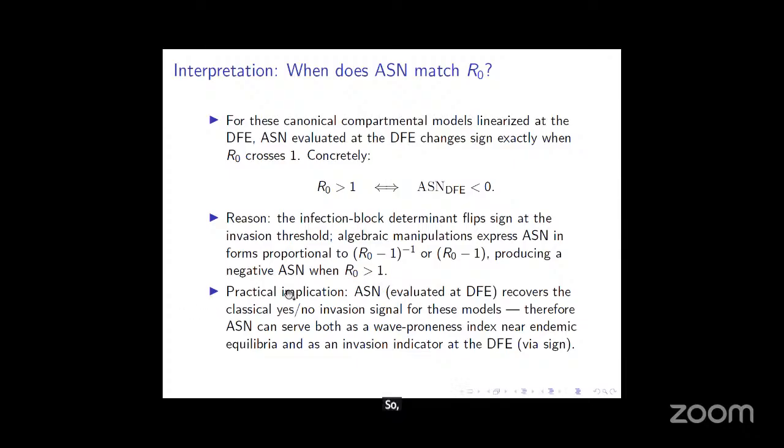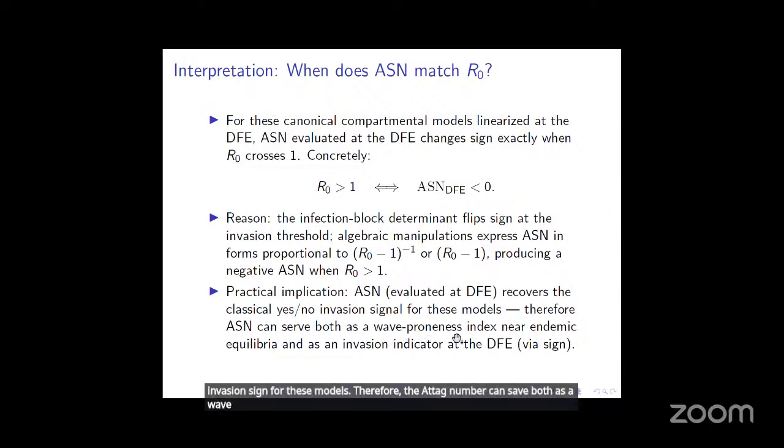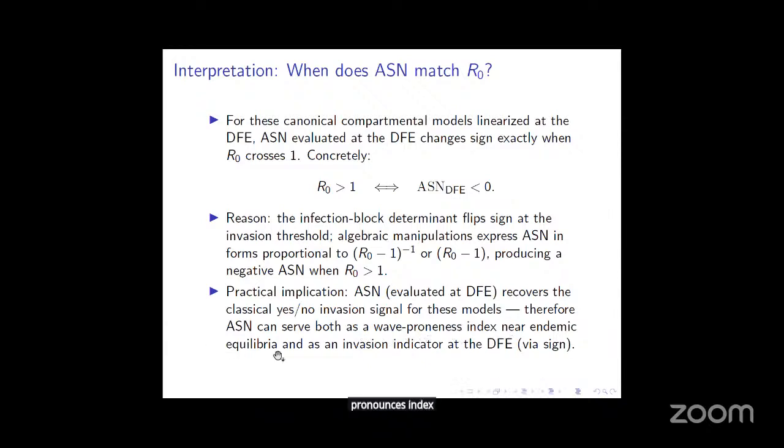The practical implication is that the diagonal strength number evaluated at the equilibrium points recovers the classical invasion sign for these models. Therefore, the diagonal strength number can serve both as a wave proneness index near equilibria and as an invasion indicator at the disease-free equilibrium via the signs.